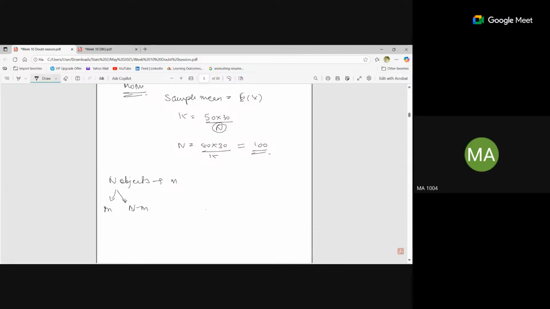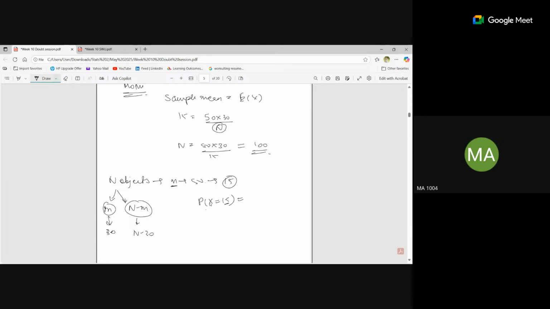Okay. Now, from this population only I'm taking a sample in which I have m of one type and n minus m of the other. Similarly, I have a population, from which 30 have been marked and the rest are unmarked. Now from this I'm taking a sample of 50. From this sample, I have got 15 of them marked. So what is the probability that 15 have been marked?